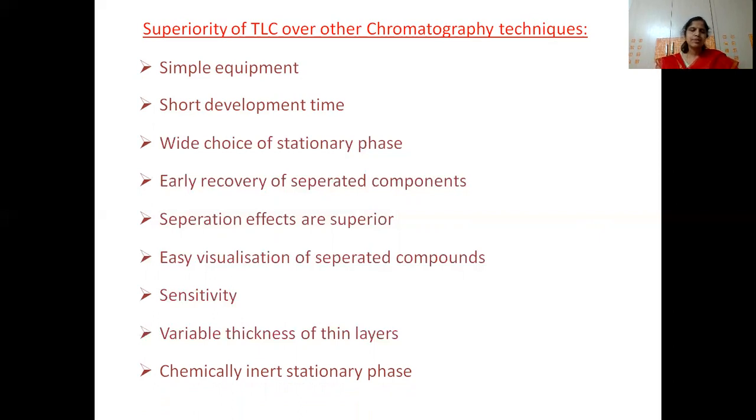Whenever a sample is given, the best easy method is first to do the TLC. After selecting the solvent with the help of TLC, we can take that same solvent for the separation, and we can do the experiment using paper or column chromatography. So the main solvent selection must be done by TLC, which is very, very easy. Then we'll come to the applications of TLC.